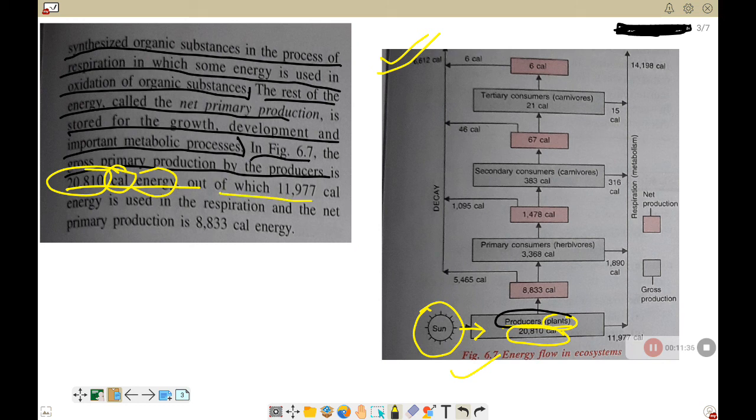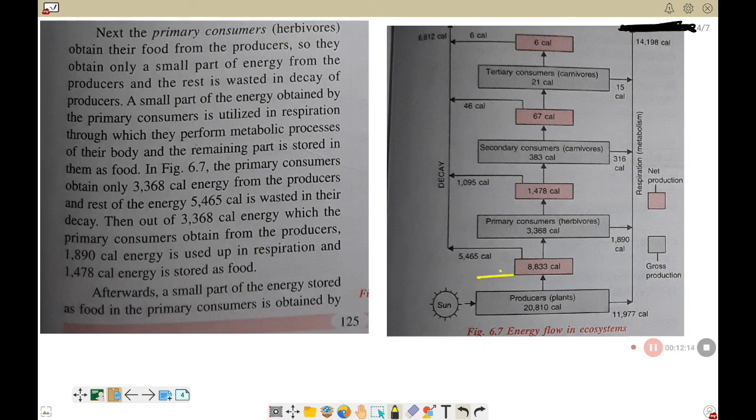Out of this 20,810 calories of energy, 11,977 calories of heat is used up in respiration by the plant itself. So out of 20,810, this is the energy consumed by the plant itself, and the remaining energy is called the net primary production, that is 8,833 calories of energy. So this is your net primary production.